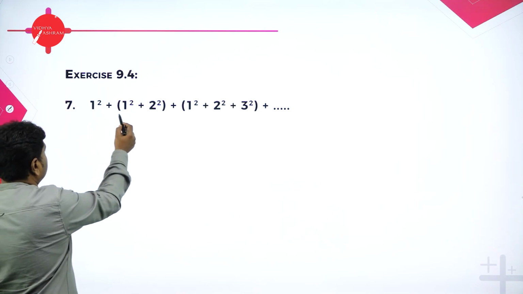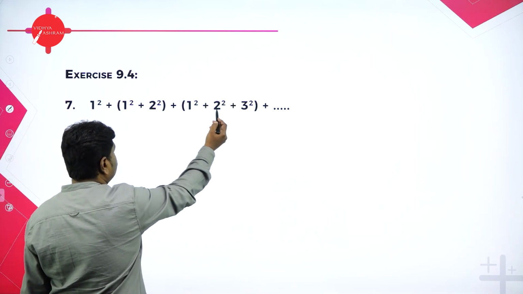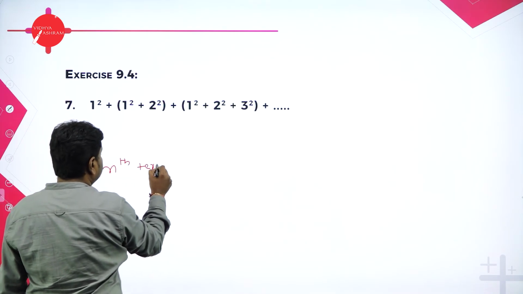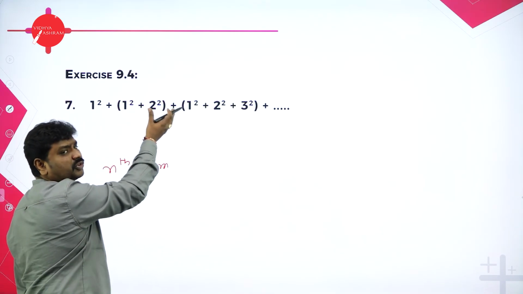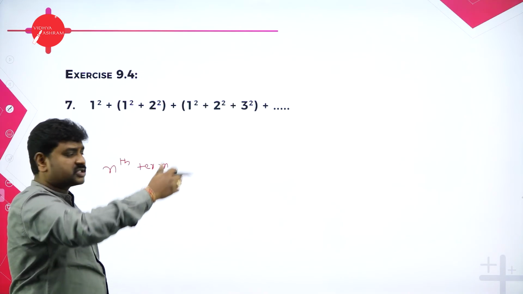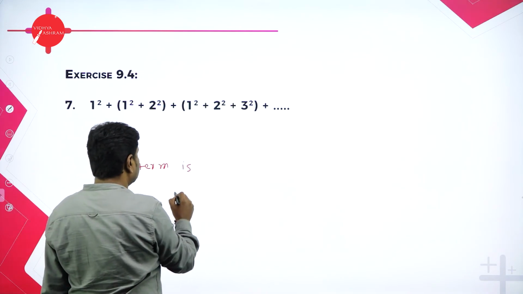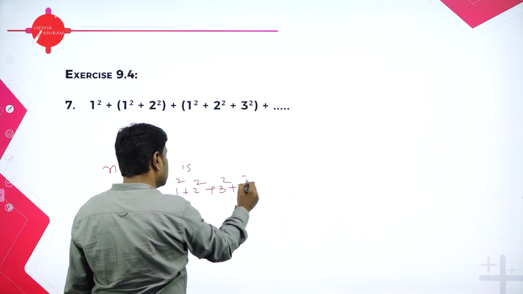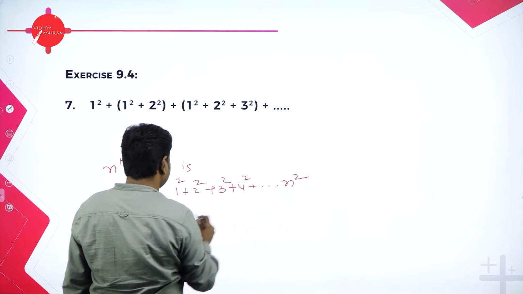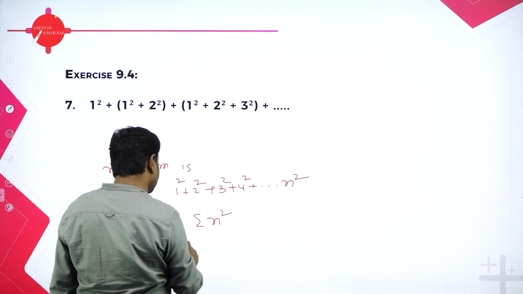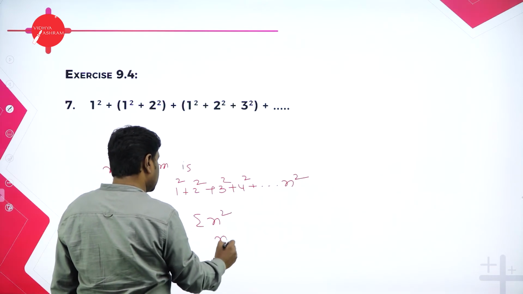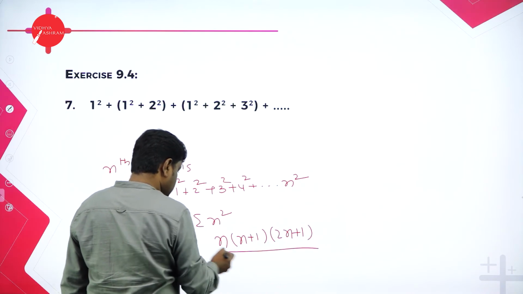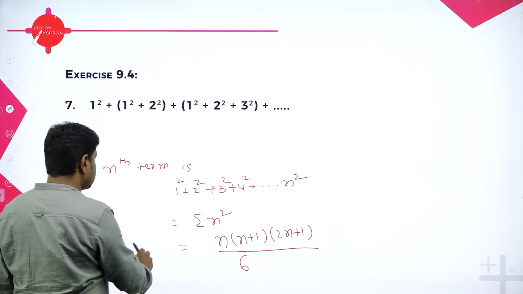Now 1 square plus 1 square plus 2 square plus 1 square plus 2 square plus 3 square. Here the first term is 1 square, the second term is 1 square plus 2 square, the third term is 1 square plus 2 square plus 3 square. The nth term is 1 square plus 2 square plus 3 square plus 4 square up to n square. Can I write the nth term as sigma n square? Sigma n square is what? n into n plus 1 into 2n plus 1 by 6. This is the nth term.